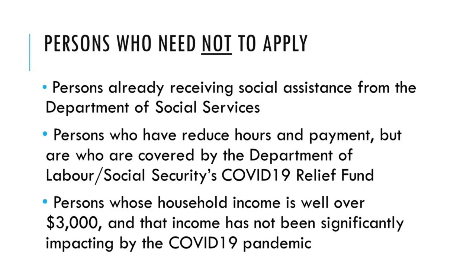recognizing the fact that the idea in the Ministry offering assistance is that we want to be able to provide some level of comfort and support to households, but not to the extent that we're putting persons in a position better than what they were before. This is about support, not putting you over the top. The other category: persons whose income is well over $3,000 and were not significantly impacted by the COVID-19 pandemic.